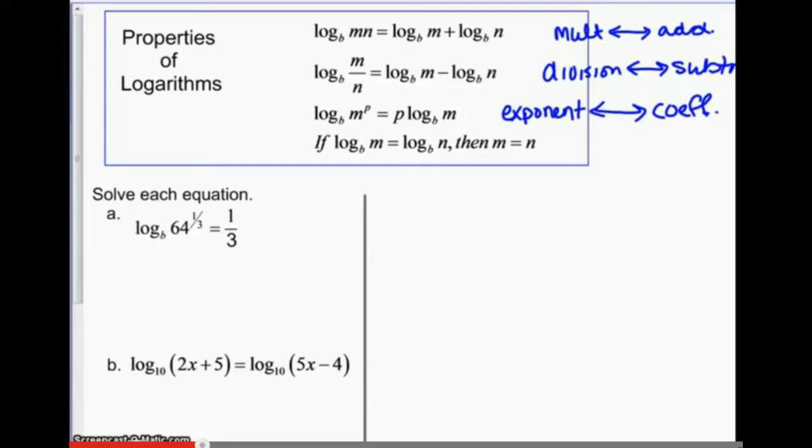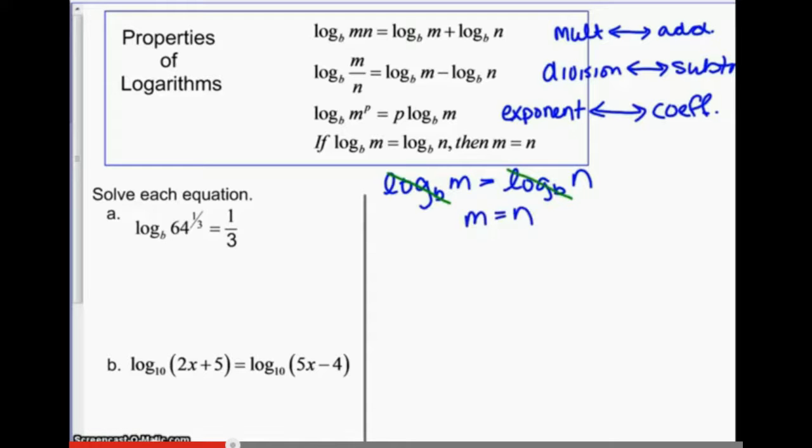The last one says, okay, when we have two logs and they have the same base, and they equal each other, that we can ignore the fact that we have the log at all, and then our values would be equal to each other.